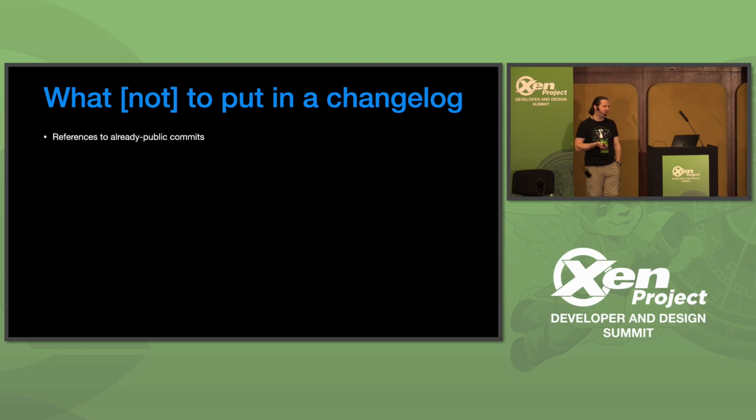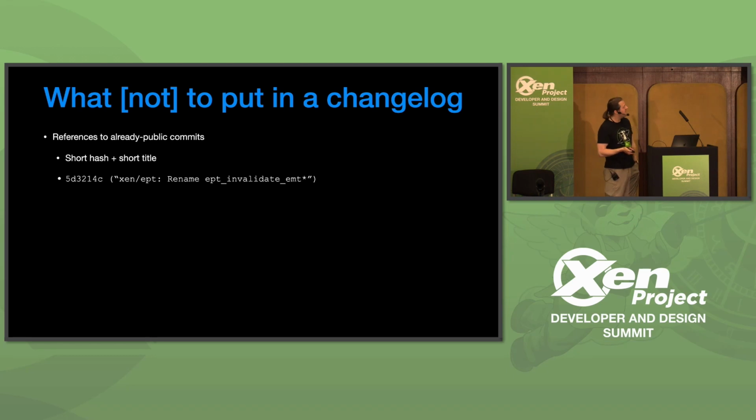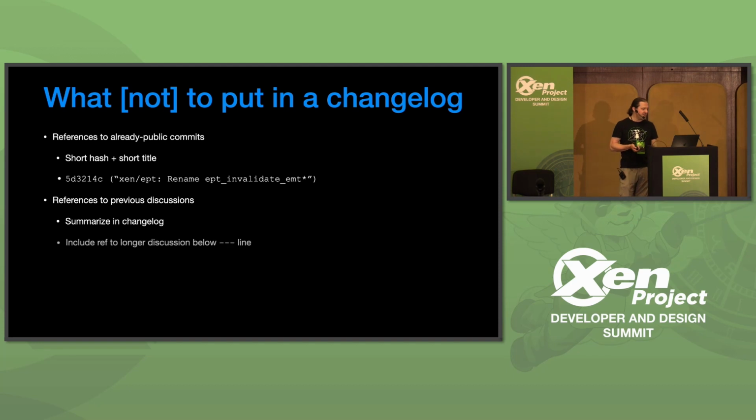What to put in a changelog, what not to put in a changelog. You can put a reference to already public commits. Usually what you do is you put a short hash and then the title, like this. You can put references to previous discussions, and ideally summaries of previous discussions, so that as much as possible, if you have the commit log, you have everything you need, rather than having to go out to the internet somewhere. So summarize it in the changelog, and you can include other stuff below the dash line if you want.